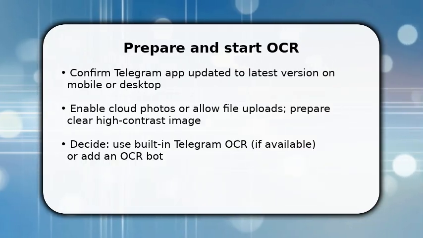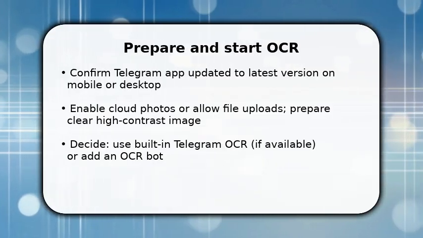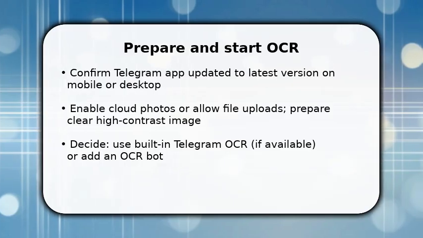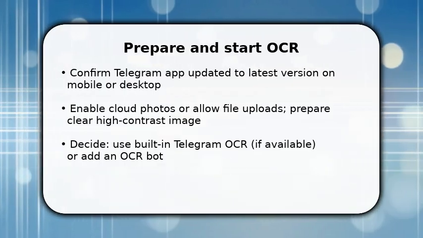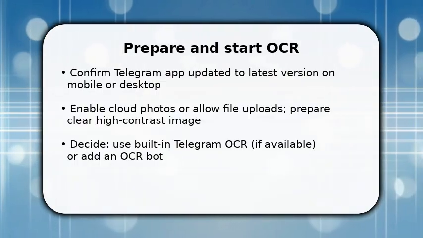If not, add an OCR bot. Search for a reputable bot name, tap Start, and allow it to receive the image. Make sure permissions for attachments are enabled. Once done, you'll be ready to send the image to the chosen OCR path and get text back.